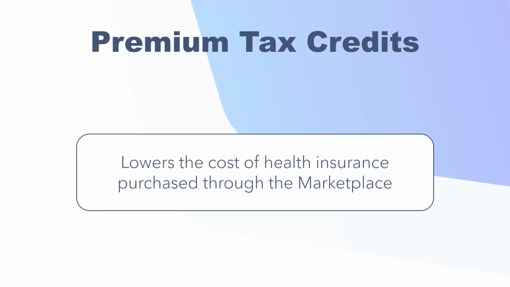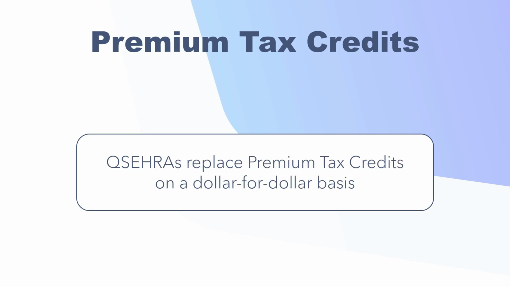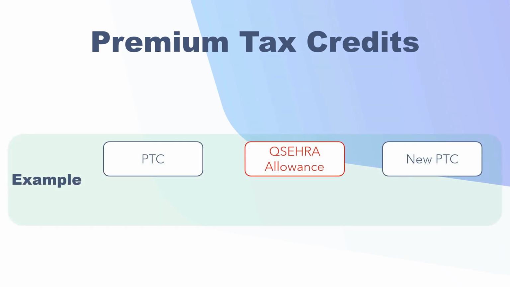Premium tax credits lower the cost of health insurance purchased through the marketplace. If an employee is eligible for a premium tax credit, a QSEHRA will replace that tax credit on a dollar-for-dollar basis. For example, if an employee receives a $600 a month tax credit and is allocated $200 a month through their QSEHRA, then their tax credit will decrease to $400 a month.